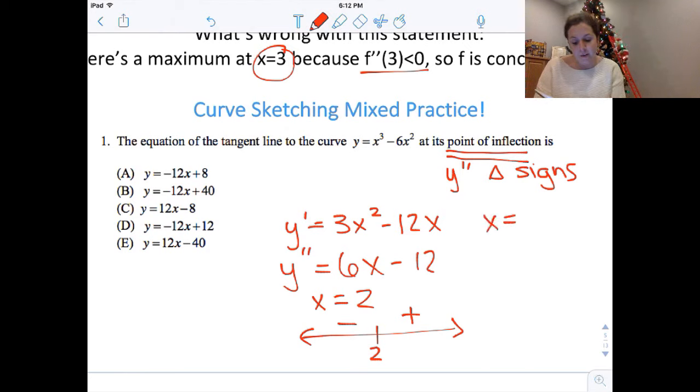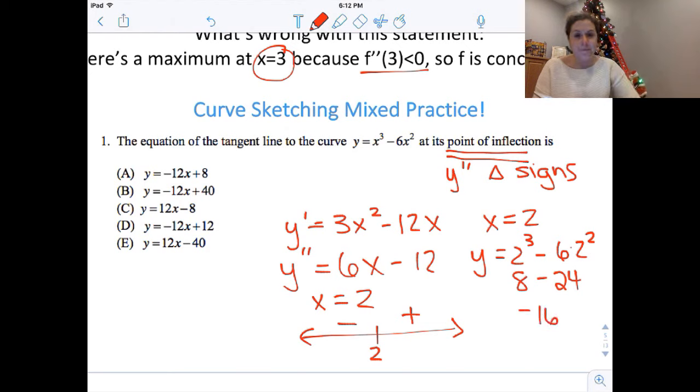Now let's find the y value there. So y would equal 2 cubed minus 6 times 2 squared. So 8 minus 24. So that would give me negative 16. And so my point that I'm dealing with here is (2, negative 16).